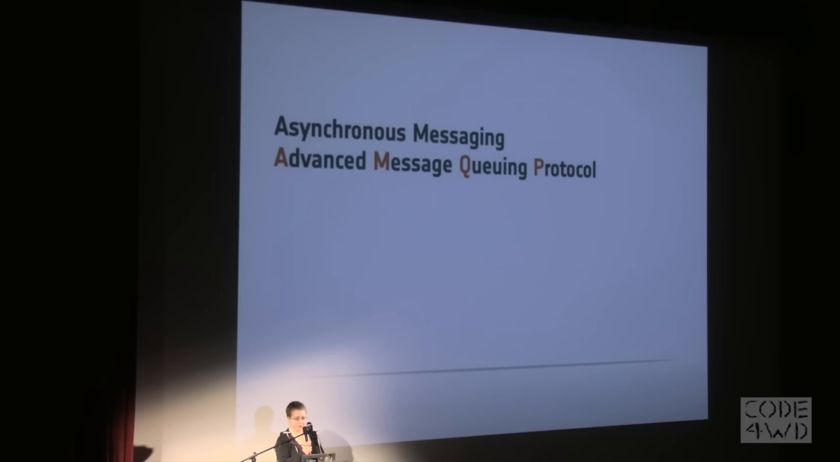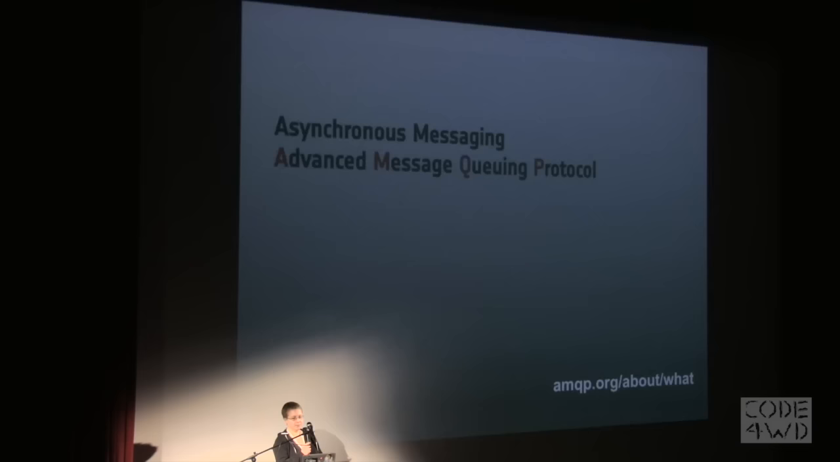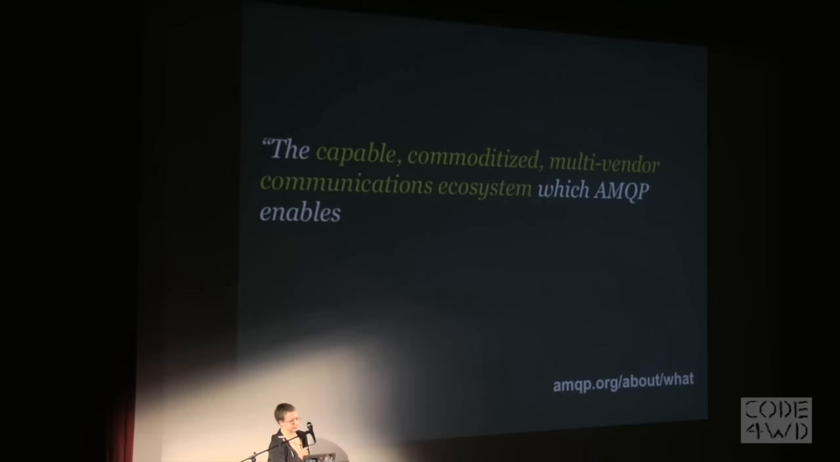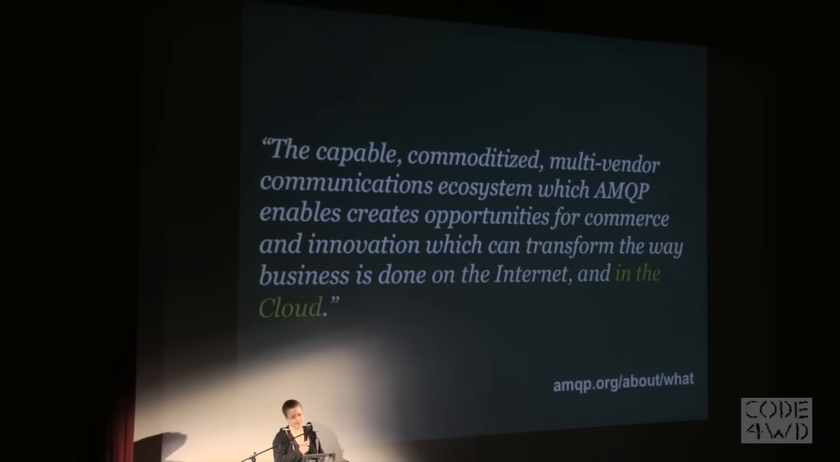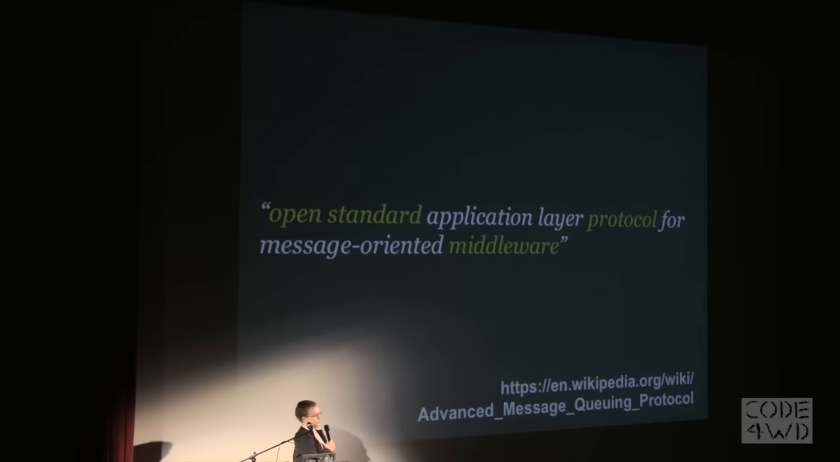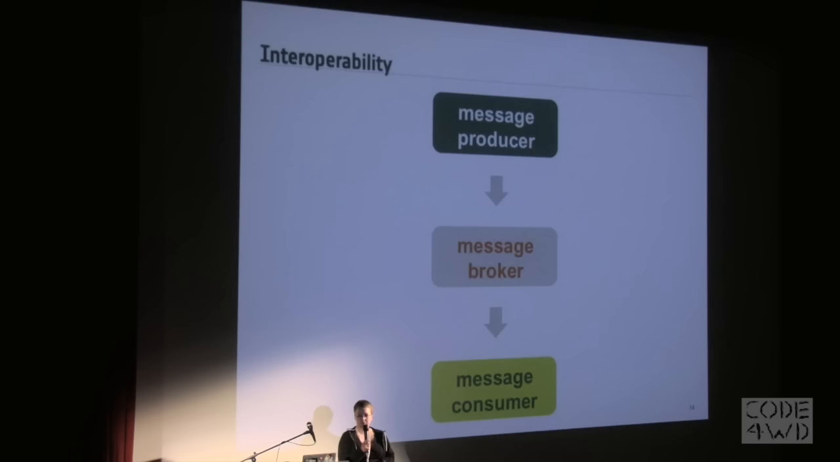If you type this into the search engine of your choice, you're probably going to end up on amqp.org. And this is telling you about a capable, commoditized, multi-vendor communications ecosystem, creating opportunities for commerce and innovation, transforming the way business is done. So basically, it's a tool for world domination on the internet, and beware, even in the cloud. So, bingo. Wikipedia has a much more useful message for us: an open standard protocol for message-oriented middleware. This middleware is called a message broker, and it's basically a daemon connecting producers and consumers of messages.